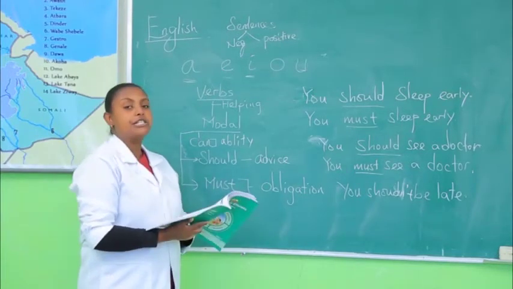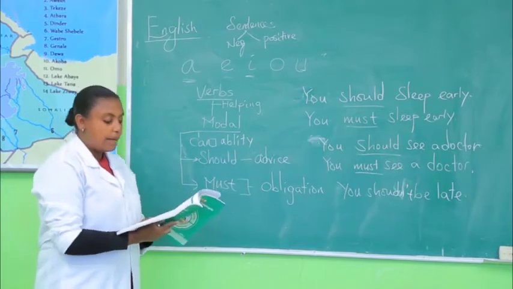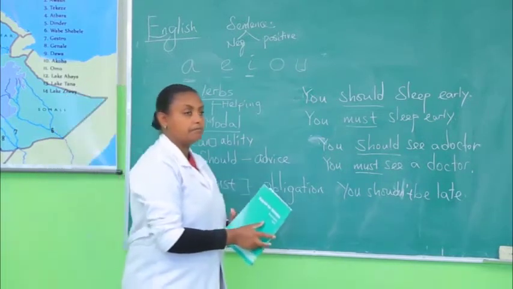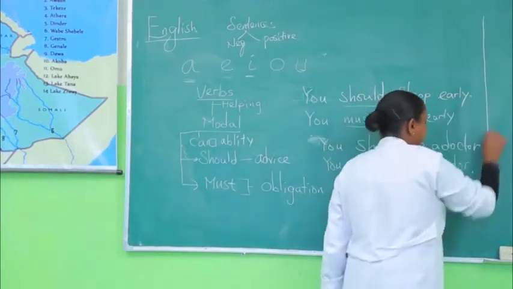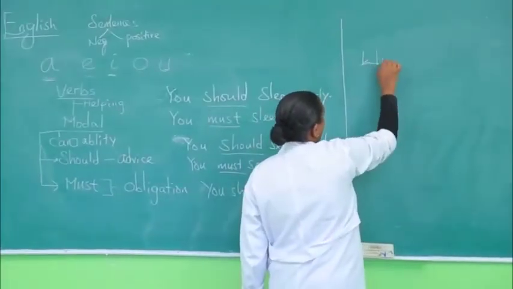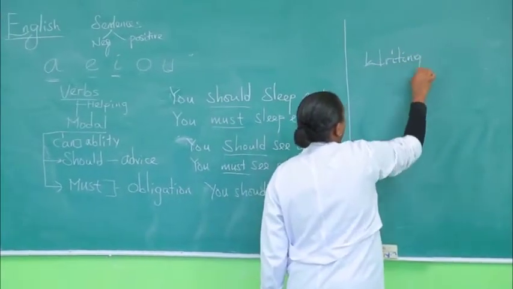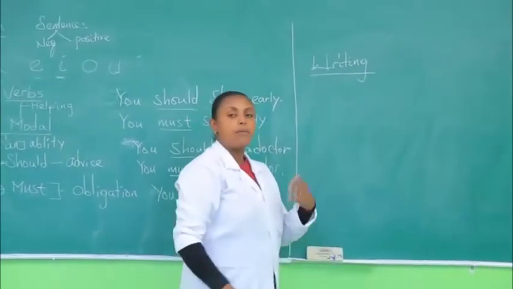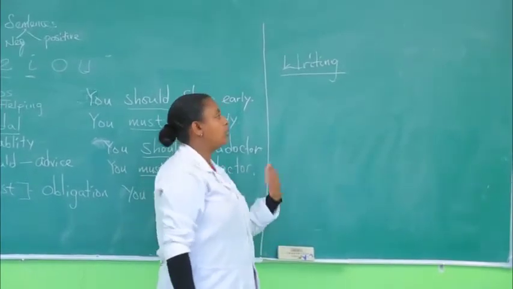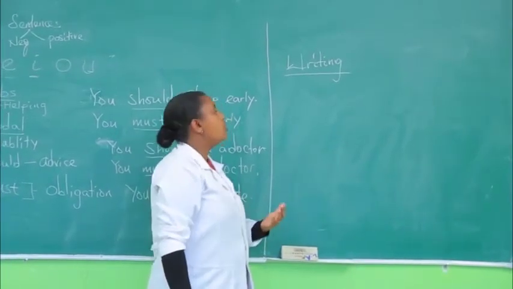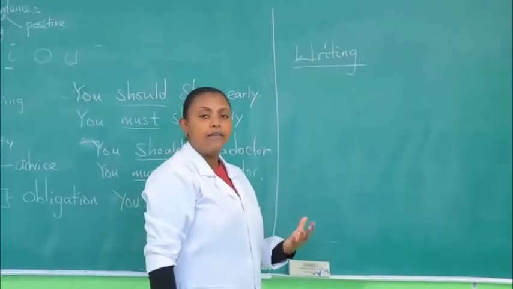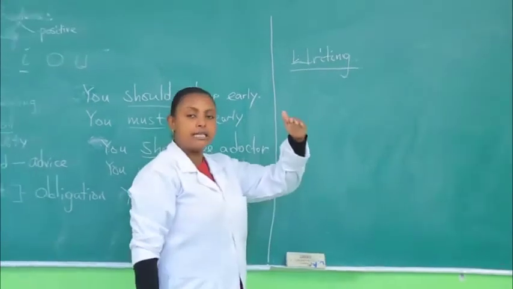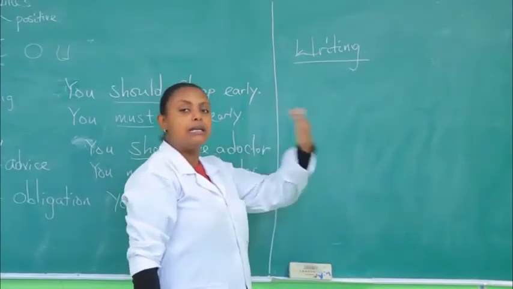The other thing on page 47 of your book is about writing. So last time, if you remember, we discussed the rules or the punctuation marks that we need to use when we are writing paragraphs. So after you write those paragraphs, they have orders or sequences where we should put the first sentence or where we should put the last sentence.